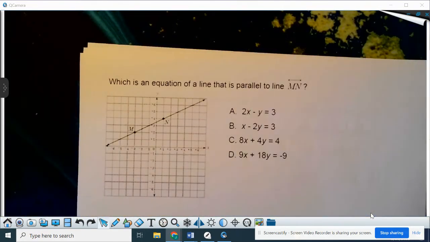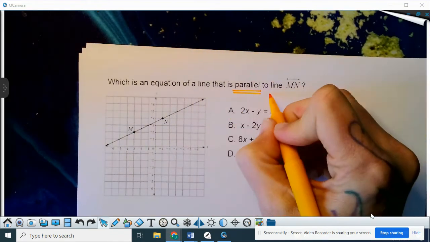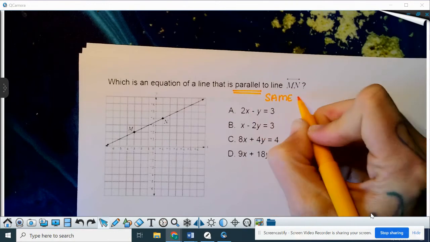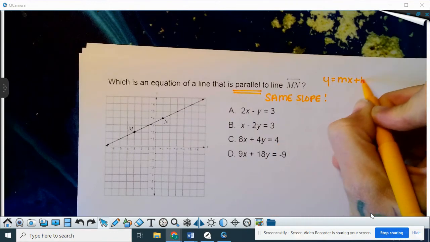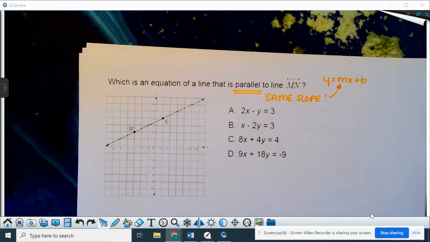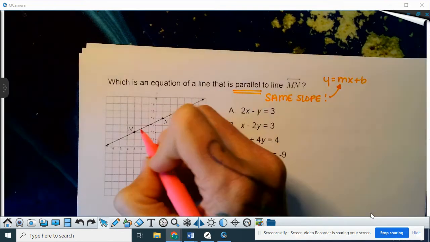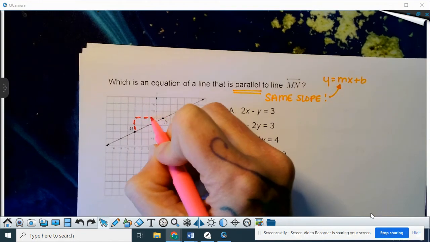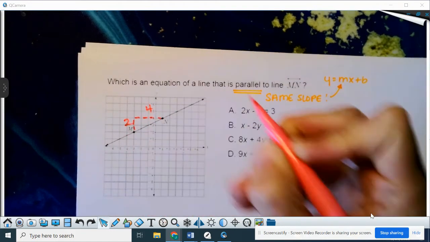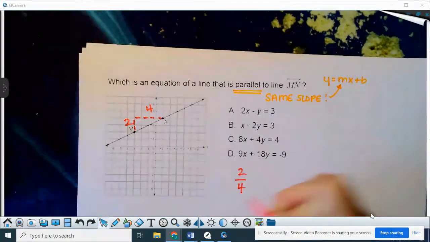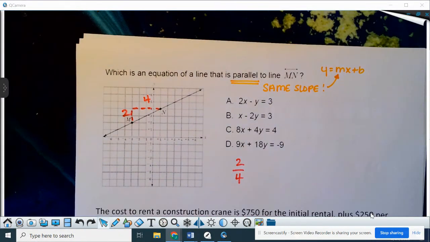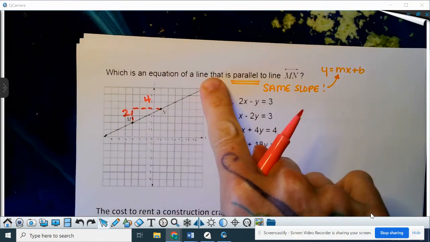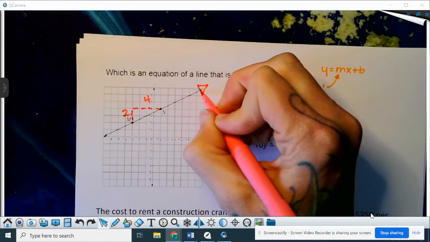All right. Which equation is a line that is parallel? So when we see the word parallel, we want to think same slope. Same slope. And that's y equals mx plus b. So that's that m that we're looking for to be the same. If we're looking at this line, it looks like it counts up 1, 2, 3, up to over 4. So 2 over 4 slope. It is positive. It's increasing as x increases, y increases as well. So looking from left to right, it is going up.